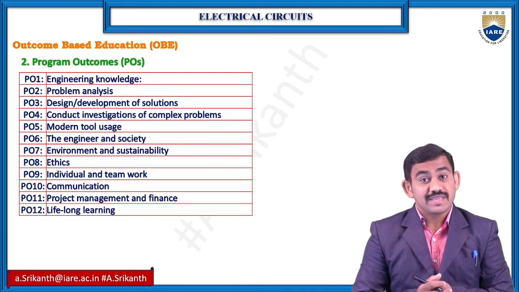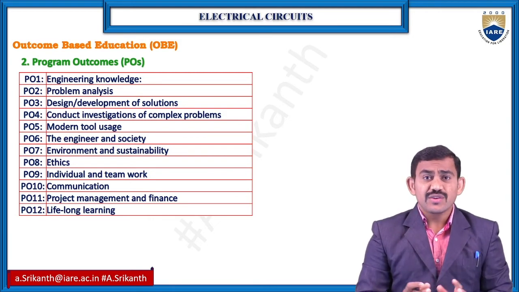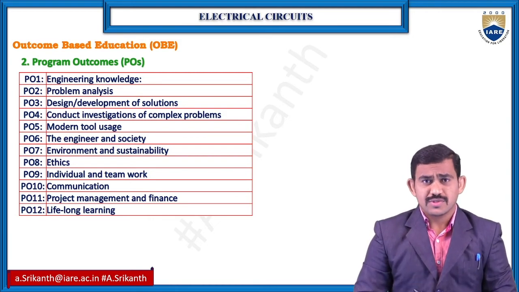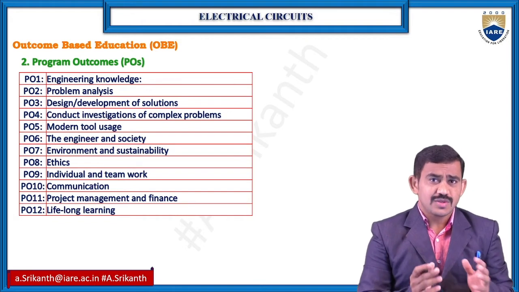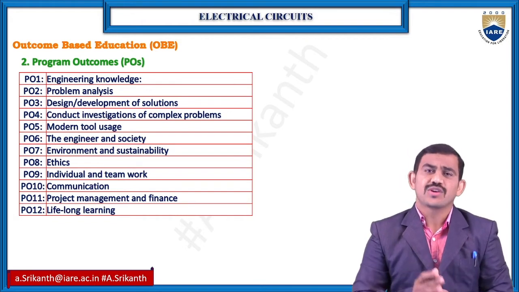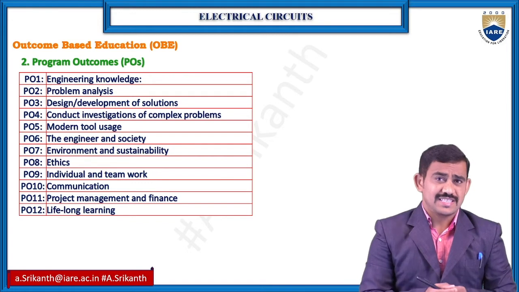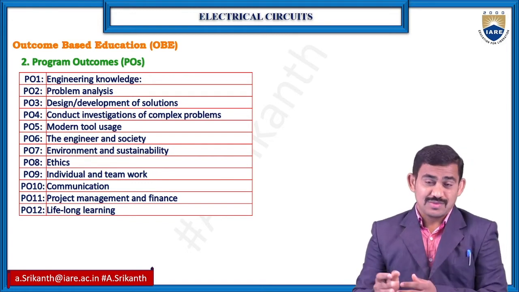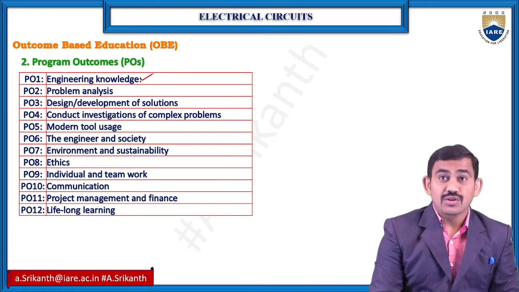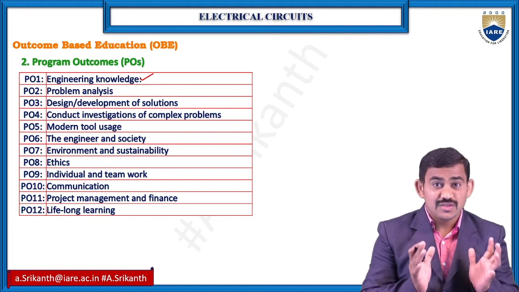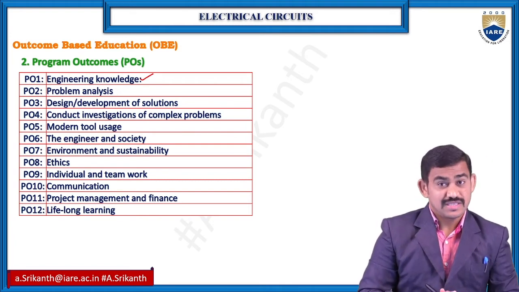So program outcomes are decided by NBA. Here we have 12 program outcomes. Just observe clearly, and we'll understand why these program outcomes exist. For each course, we require some outcomes. The first one is engineering knowledge, the basic knowledge we require for each course.